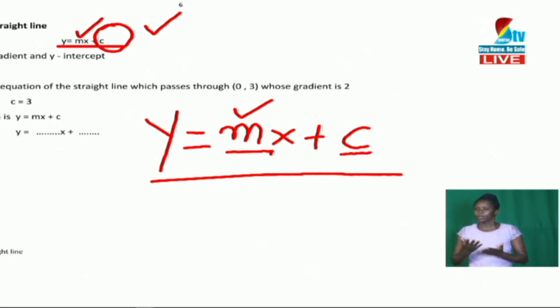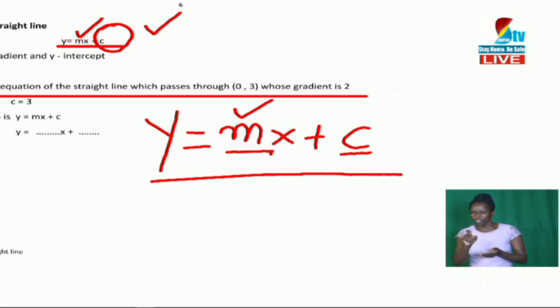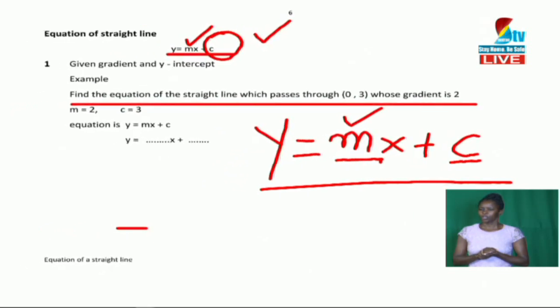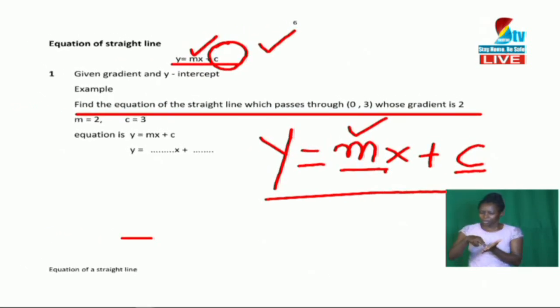We have just said the equation of a straight line is given by y is equal to mx plus c, which means in a question like this, where they say find the equation of a line which passes through (0,3) whose gradient is 2, straight away we can see that m is 2, but of course we have to work out c. The c is supposed to be the y coordinate.